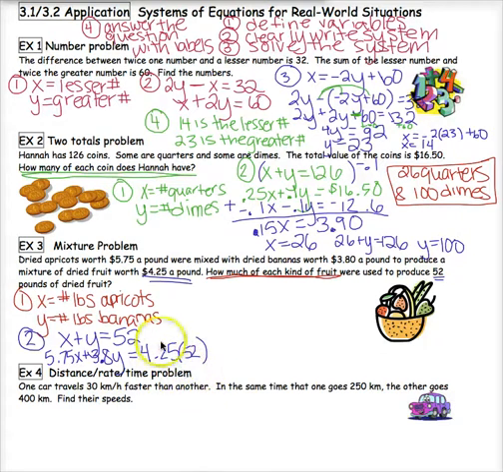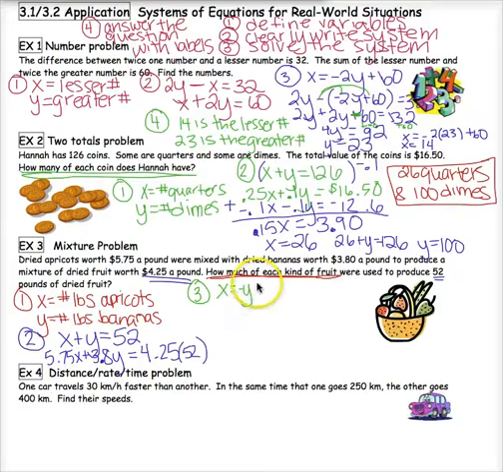So I'm going to use substitution on this one. To solve this, I'm going to get my x by itself in that first equation by subtracting the y. So I've got x equals negative y plus 52.